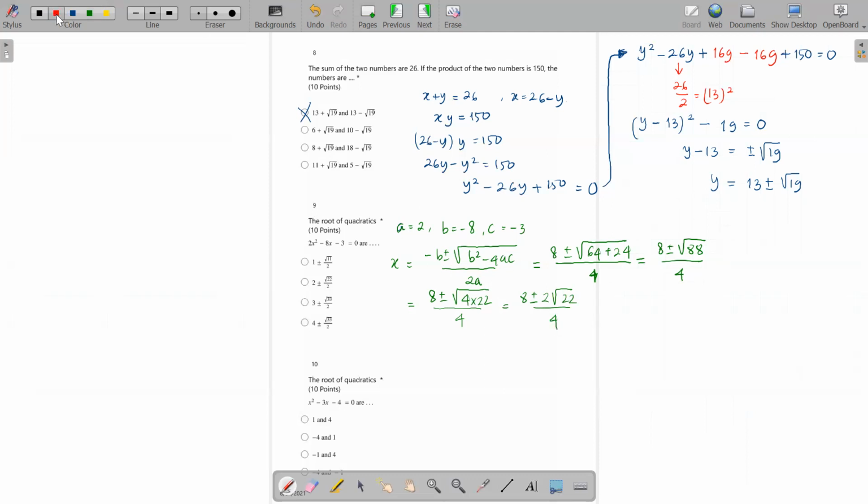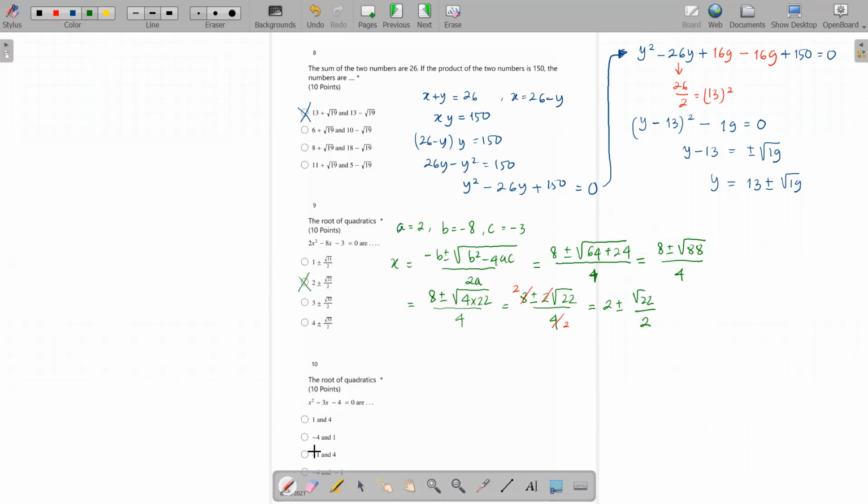So now I can simplify. Cancel 8 and, not cancel, but simplify. So 8 and 4 become 2, and then 2 and 4 becomes 2 here. So it will give me 2 plus or minus the square root of 22 over 2. Okay, so the correct answer will be this one. Right, the roots. Next question, say the roots of the quadratic x squared minus 3x minus 4 equals 0 are.